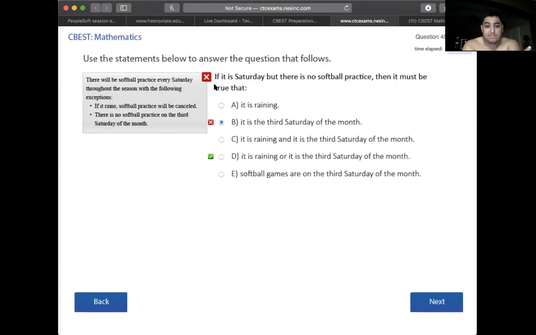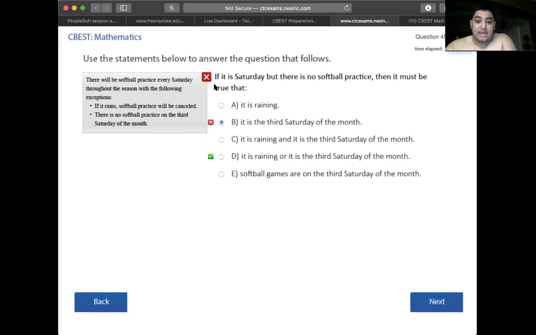Those two don't add up. It is raining and it is the third Saturday of the month. Because if it's the third Saturday of the month and it rained, there is no practice to begin with. So it wouldn't be canceled because there was no practice. I mean, there was no practice anyway because it's the third of the month.